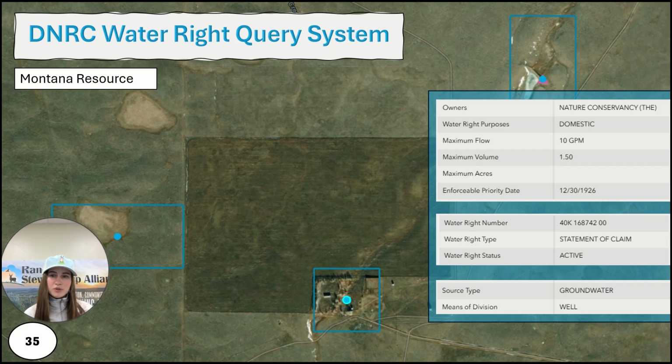I find this mapping tool super helpful for information on wells in particular, such as the information in this database gives you information on a well's depth or its enforceable priority date. And the enforceable priority date is the date when the water right claim was being submitted, and then the enforceable date became the last moment of the last date for water right claims. So this really just gives you information about how old a well is.